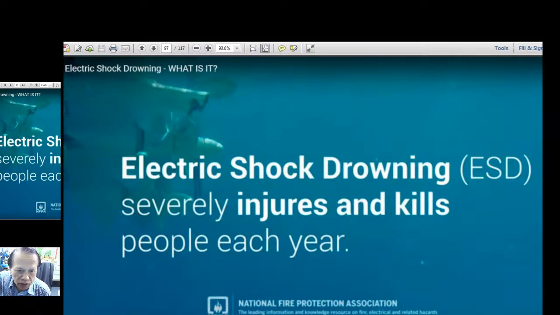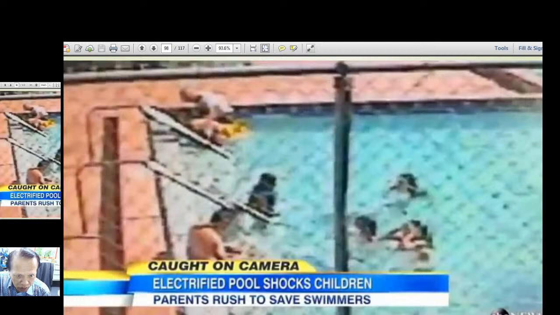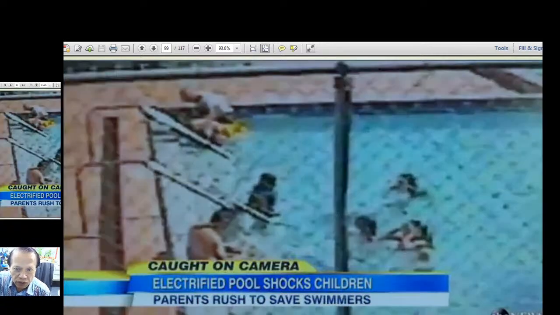This is a comment from the NFPA. So therefore, electric shock drowning is possible. As you can see also in this picture, there was a camera in a pool in America where the camera was able to catch children being electrified in the pool. So therefore it is dangerous.